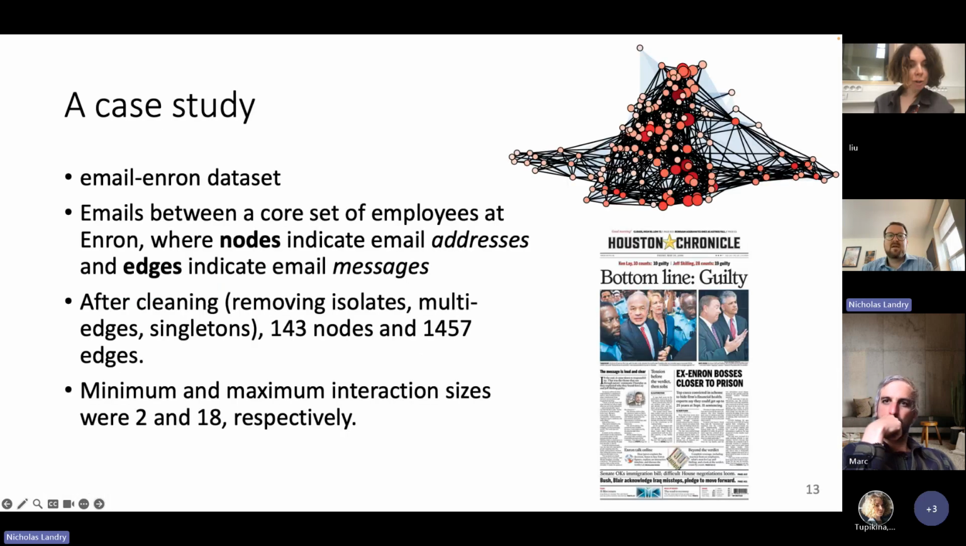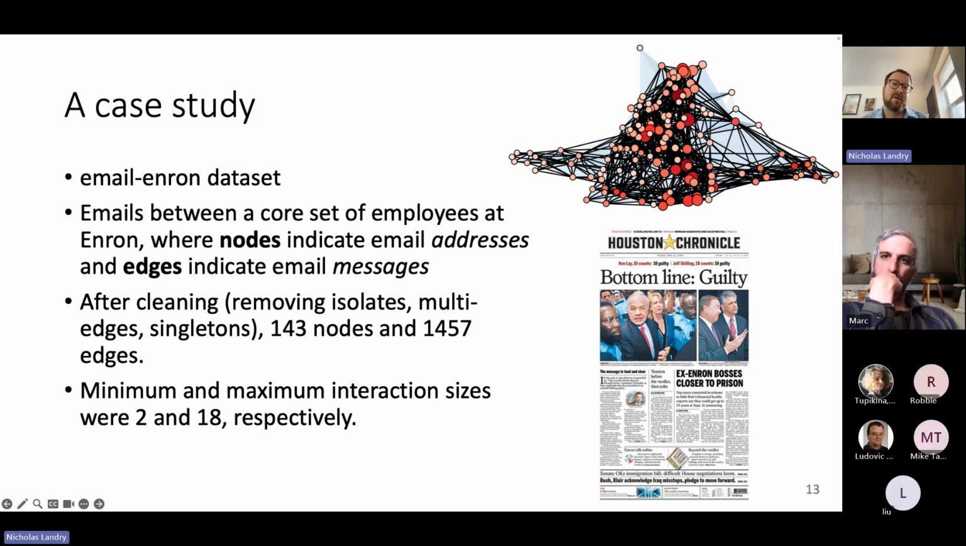Okay. So I'm going to illustrate this approach with a case study. We use the email Enron dataset. If you're unfamiliar with this dataset, I think it was around the early 2000s, this company called Enron basically went bankrupt. It turned out that their executives were cooking the books. A bunch of them were indicted on fraud. But an interesting upshot of that was that we got access to their emails.